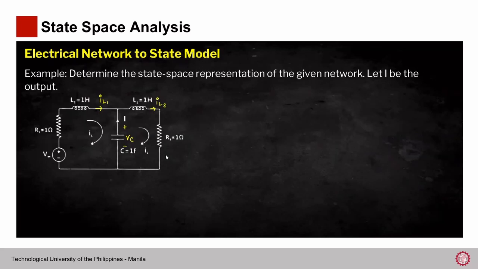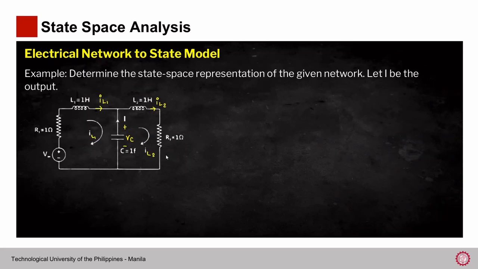This is IL2. Okay, so we can see in the mesh currents, if you analyze it, definitely this will become the IL1 and this will become the IL2, based on the looping. Anyway, let's now solve the problem.